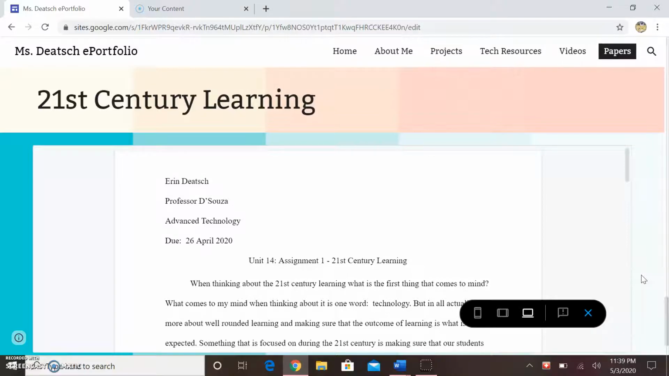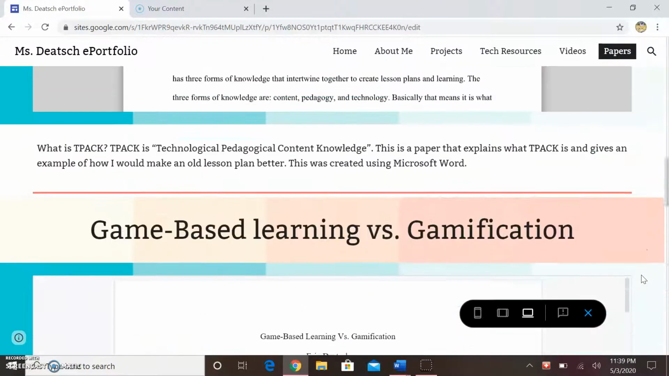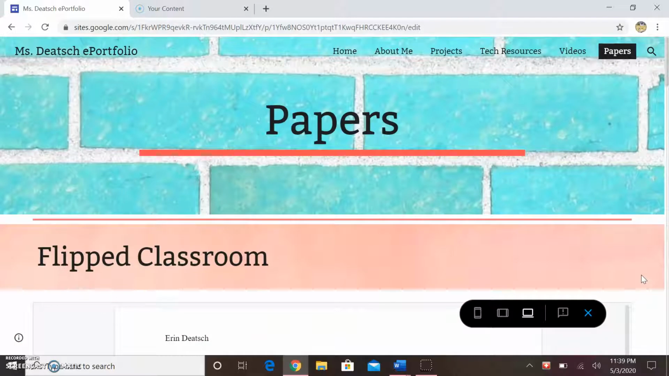So that is my portfolio. I have a lot of information that can be clicked on in here, that you can go deeper within and see what I have learned as a pre-service teacher and what I can bring to the classroom.